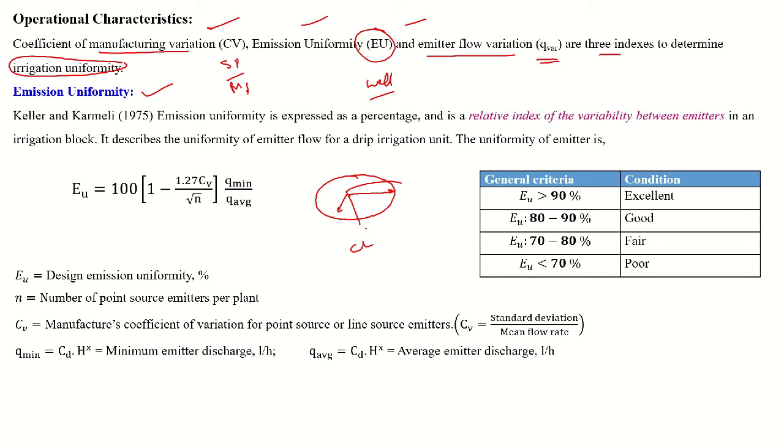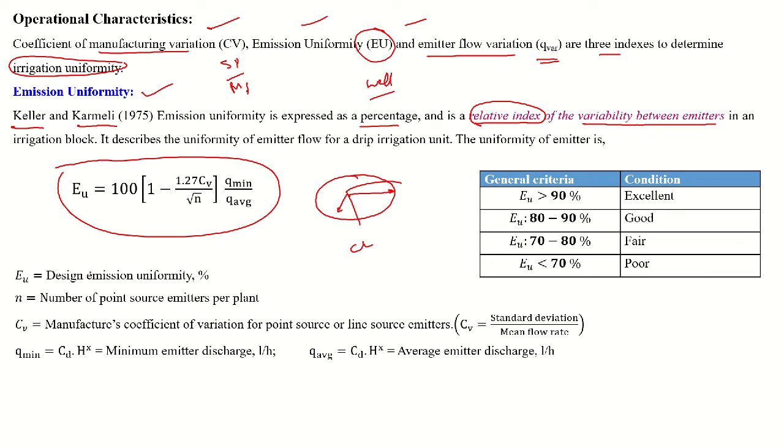But in drip systems or drippers, emission uniformity is proposed by Keller and Karmeli in 1975. The uniformity or emission uniformity is expressed as a percentage, and this relative index tells us the variability between your emitters in terms of discharge. For a given area or block, it describes the uniformity of emitter flow for a given unit area. The uniformity coefficient is given by this formula. EU is the emission uniformity in percentage, and N is the number of point sources per plant.